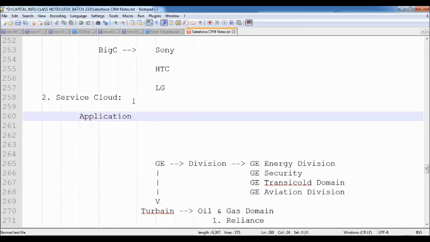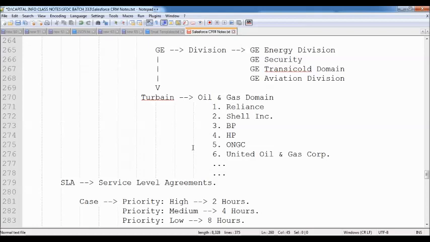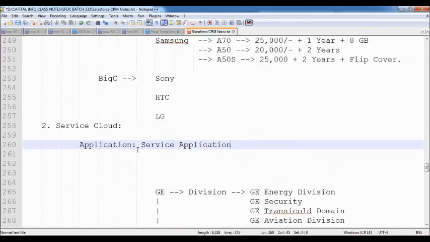In order to automate all the service processes, we are using an application called Service. Salesforce is providing one ready-made application called the Service application. By using this Service application, we can automate all the service processes. Whatever features are required, all the features are available inbuilt, ready-made inside this Service application, so we can use it to automate all these processes.